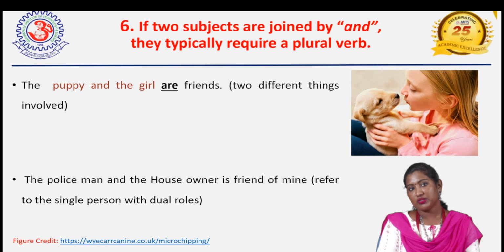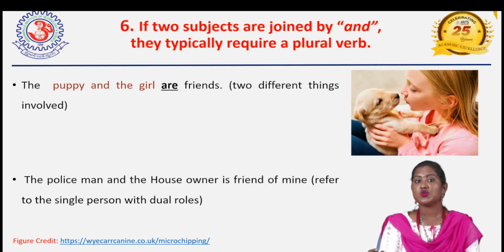And we'll move to the next sample sentence. The policeman and the house owner is a friend of mine. So what is the difference of is here? The policeman is the same person and the house owner is also the same person. But they are having two different roles. The policeman and the house owner is a friend of mine. So they both are not different persons. So the verb is confirming that both are the same person and it tends to mean one single person. It refers to a single person with dual roles.